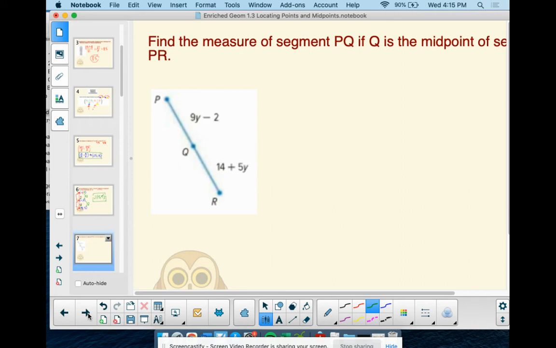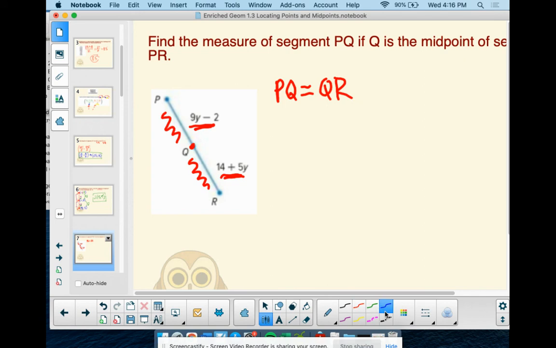Find the measure of segment PQ if Q is the midpoint of segment PR. So we are told, folks, that this is the middle, meaning that this chunk here is congruent to this chunk here. And we want to find the length of PQ. Well, we first have to figure out what y is. We have to solve for our variable. We know these two things have to be equal because Q is the midpoint. So why don't we start there? PQ has to equal QR.